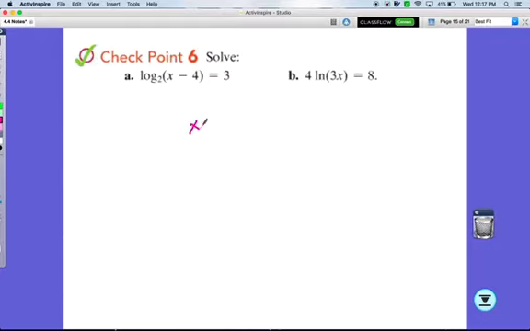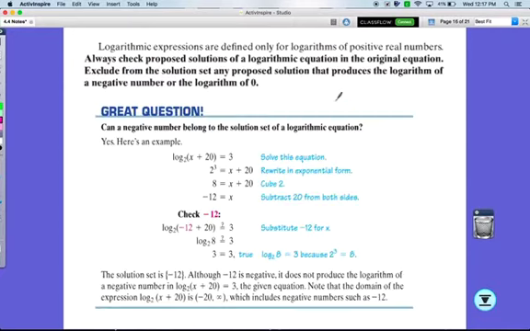All right, for A, the answer is going to be 12. And for B, the answer is going to be e squared divided by 3. All right, this just talks about having that negative on the inside. You can't have the negative number or the logarithm of 0.